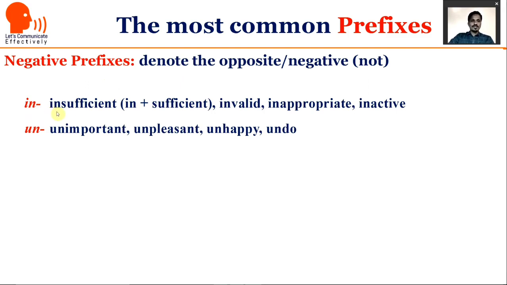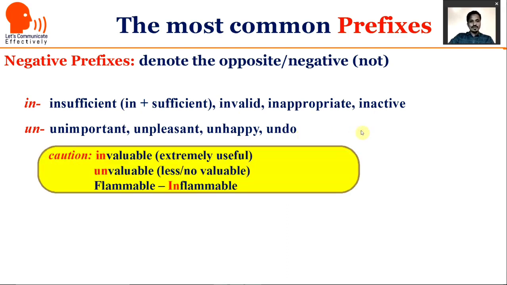So in, for example, insufficient. Sufficient, when in is prefixed before the word, it becomes negative. Sufficient is enough, but insufficient is not enough. Valid, invalid, we added in. In the same way, appropriate, inappropriate. Active, inactive. When we add un in front of important, unimportant. Pleasant, unpleasant. Happy, unhappy. Do, undo.